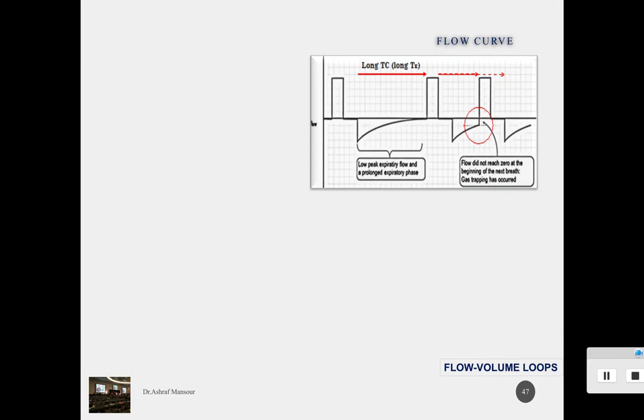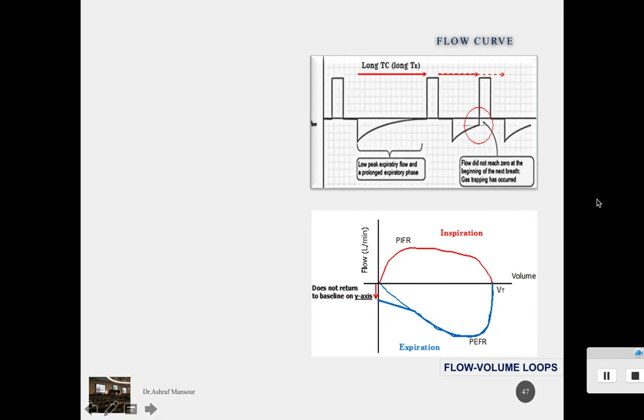So what is there? Here in this circle, the expiration, while going to reach the zero, stops here before reaching the zero. So here there is either volume less than the inspiratory, so it's a leak, or some air trapping, where it didn't reach zero. So how can I know?